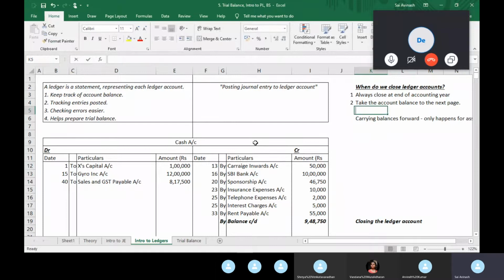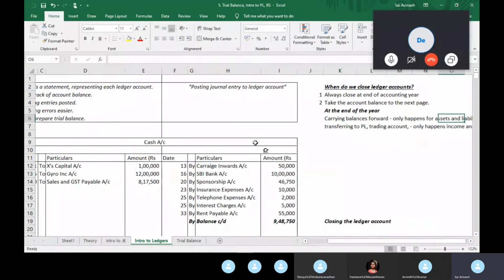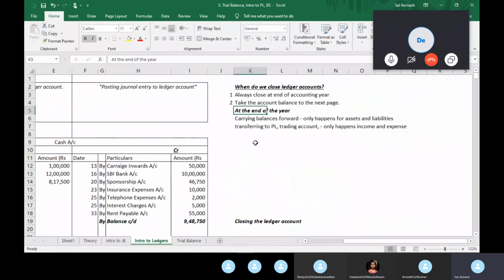I'm talking about the end of the year, right? At the end of the year, carrying balances forward happens for assets and liabilities, and transferring to the P&L trading account only happens to income and expense accounts. And when I say income and expense, obviously losses and gains are covered. But if you're considering taking the account balance to the next page, all types of accounts will have that concept.